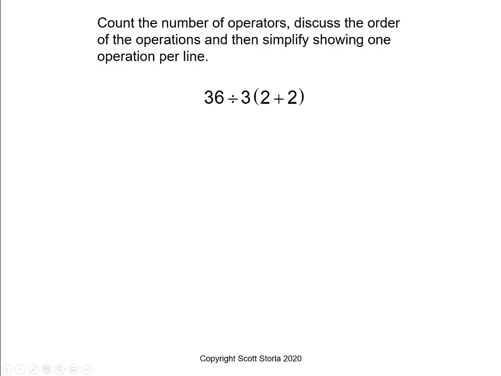Here's another one. Be a little careful here, it's tricky. In this case, we have 3 operators, a division, a multiplication, and an addition. The addition is first because it's inside grouping symbols. 2 plus 2 is 4. Now we're left with division and multiplication. Neither one is more important than the other, so we do them left to right. 36 divided by 3 is 12, and 12 times 4 is 48.